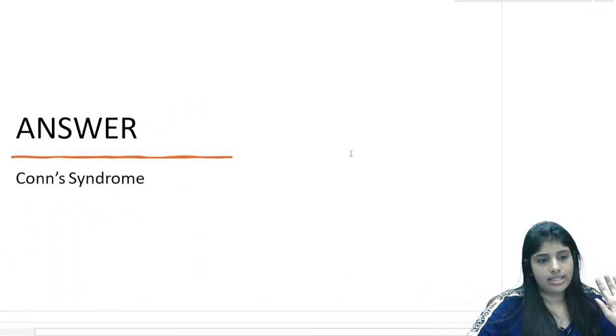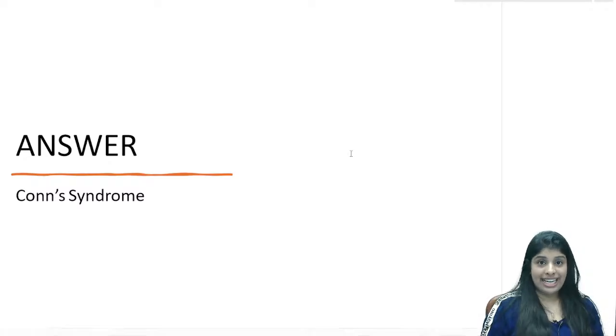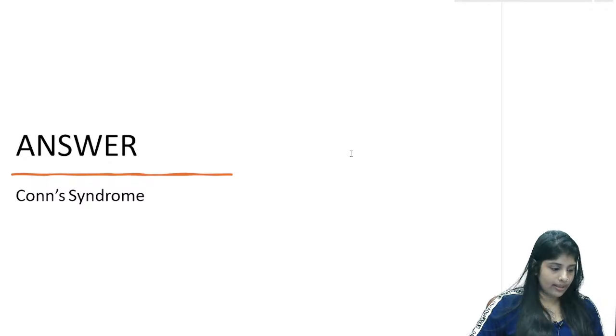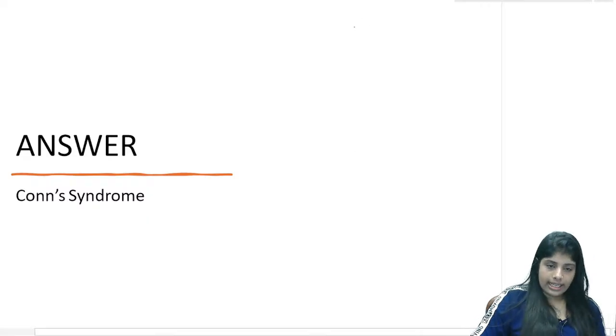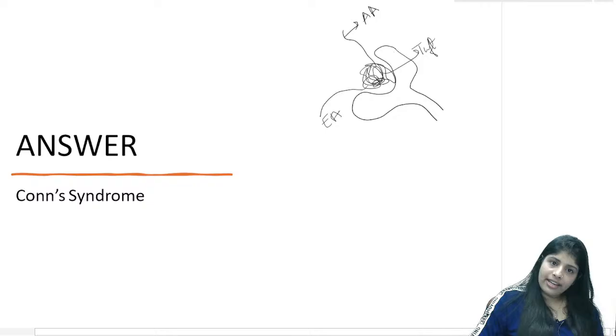Fine. So Conn's syndrome. Before we go on to this topic, let me just say about the renin, angiotensin, aldosterone mechanism. Okay. So see, this is the glomerulus. Imagine this is the glomerulus, guys. This is the best I can do. And this is an afferent arteriole, right? And this is an efferent arteriole, and this is the tuft, right? And what is there in this afferent arteriole?